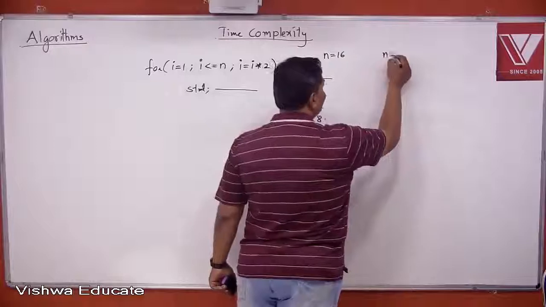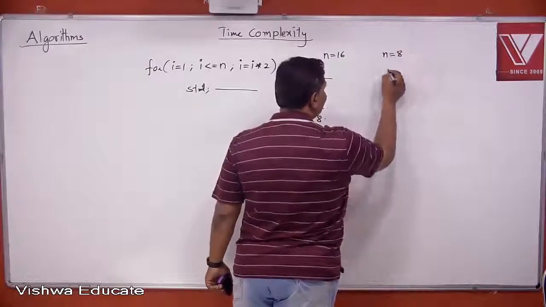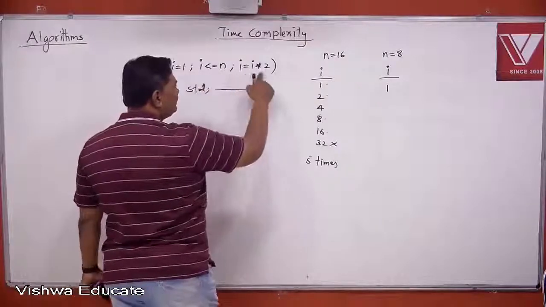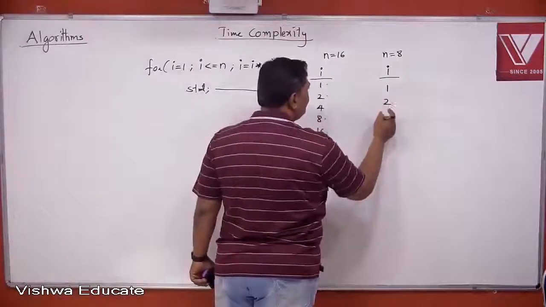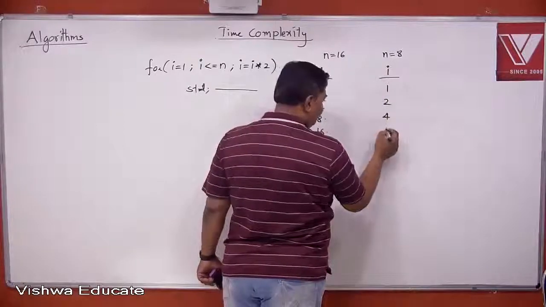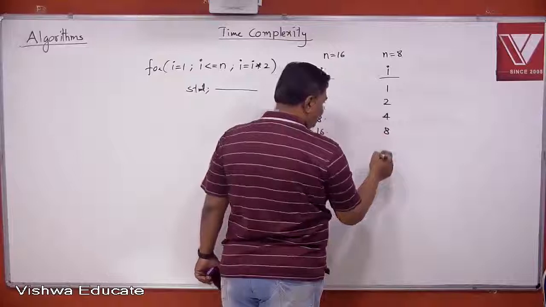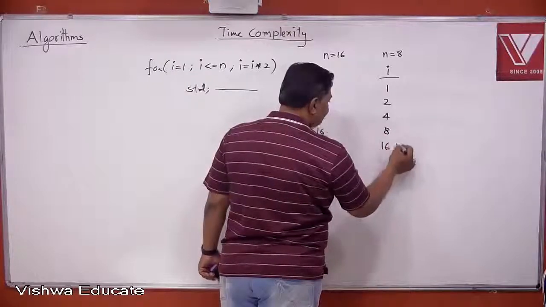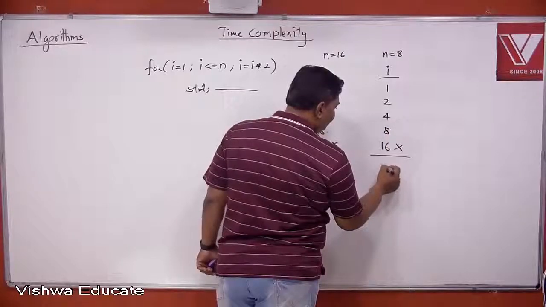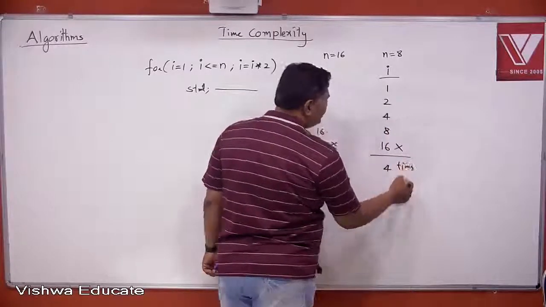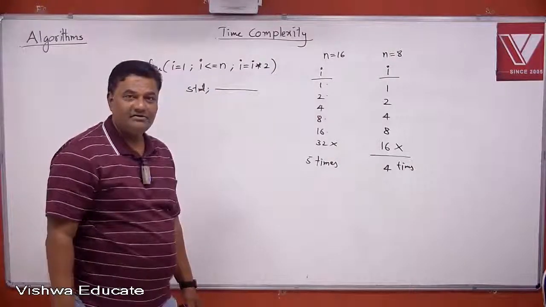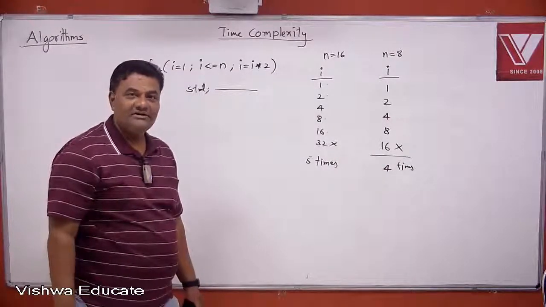Okay. If n is equal to 8, let us see how many times. I is 1, 1 is less than 8. I assign I into 2, I becomes 2. 2 is less than 8. 4 is less than or equal to 8. 8 is equal to 8, then 16, it will stop. So how many times? 1, 2, 3, 4. 4 times. So for any value of n, how many times will it be?